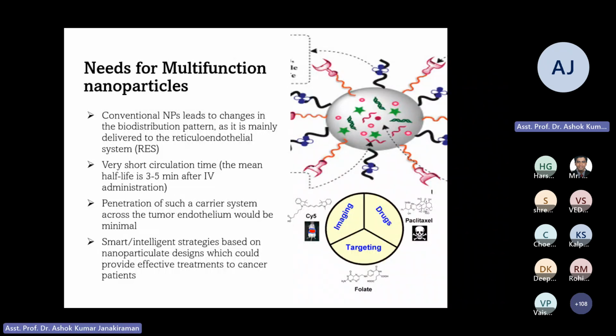So what would we need here? We need effective personalized treatment plans, incorporating cancer diagnosis and therapeutic approaches. An intelligent strategy based on nanoparticle design would provide effective treatment for cancers. Previously, before the nanoparticle system, they came up with monoclonal antibody therapy to treat cancer, even though it has its own advantages and disadvantages. To address this issue, they came up with new methods and techniques to prepare the nanoparticles.